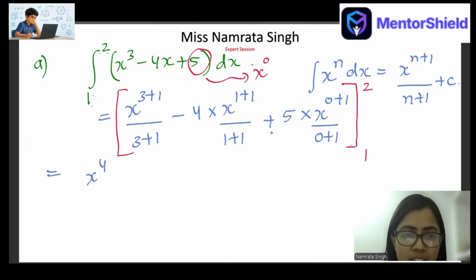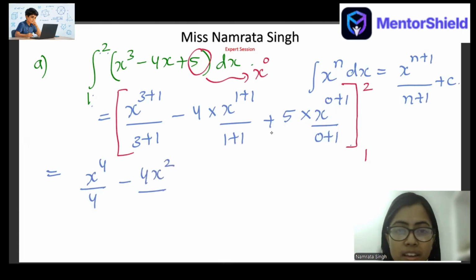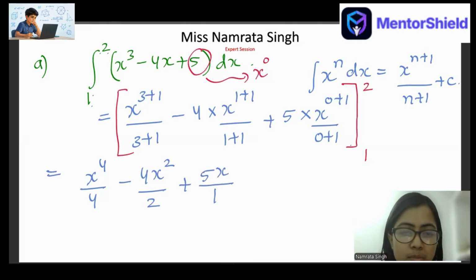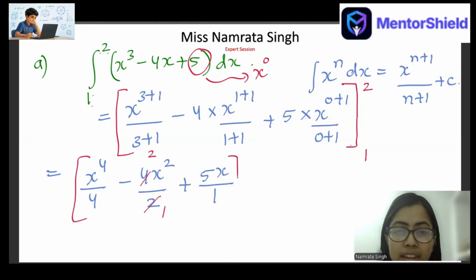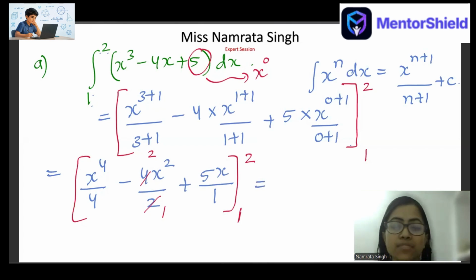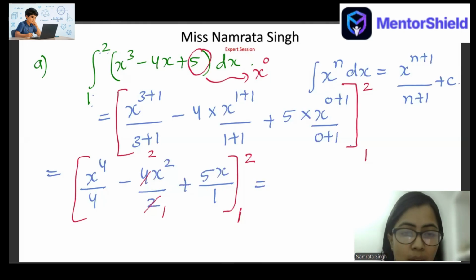You have to just do x raised to 4 divided by 4 minus 4x squared divided by 2 plus 5x divided by 1. Let's simplify this. This would give me 2 1s and 2 2s here. That's it. I'm going to again add my lower limit and upper limit because I have not yet substituted it in the answer. Fine. So after adding the upper limit and the lower limit, what will I get the answer as? Now your substitution process should start.